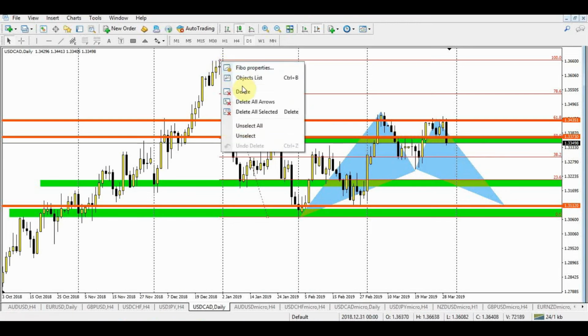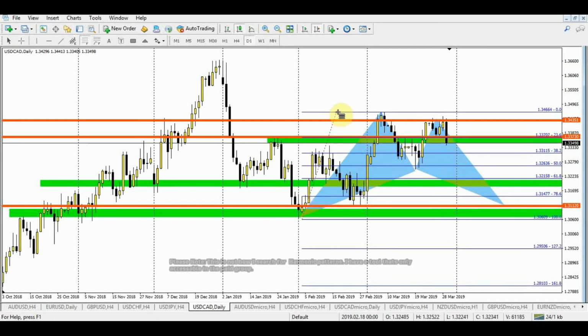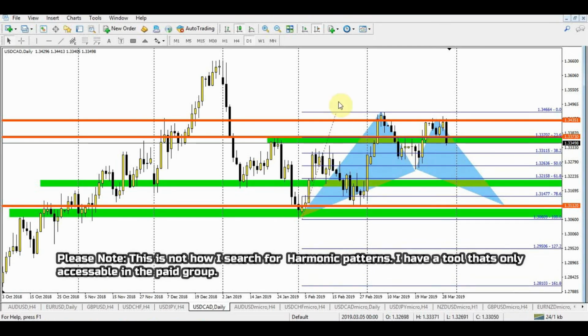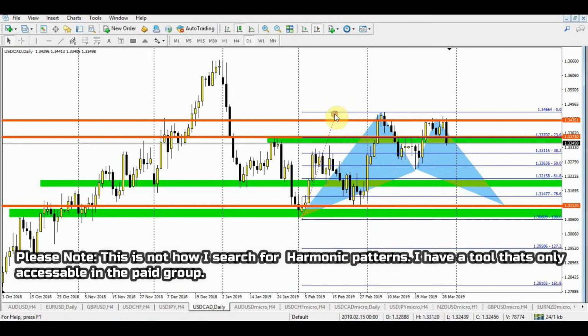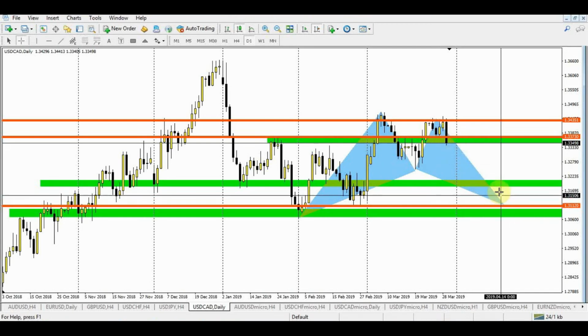Is it a bat or a Gartley? Let me check. I don't want to be wrong. Yeah, a bat pattern is forming there, from the C point to the D point. So if it does continue to the downside, we'll be taking profit around these areas here.